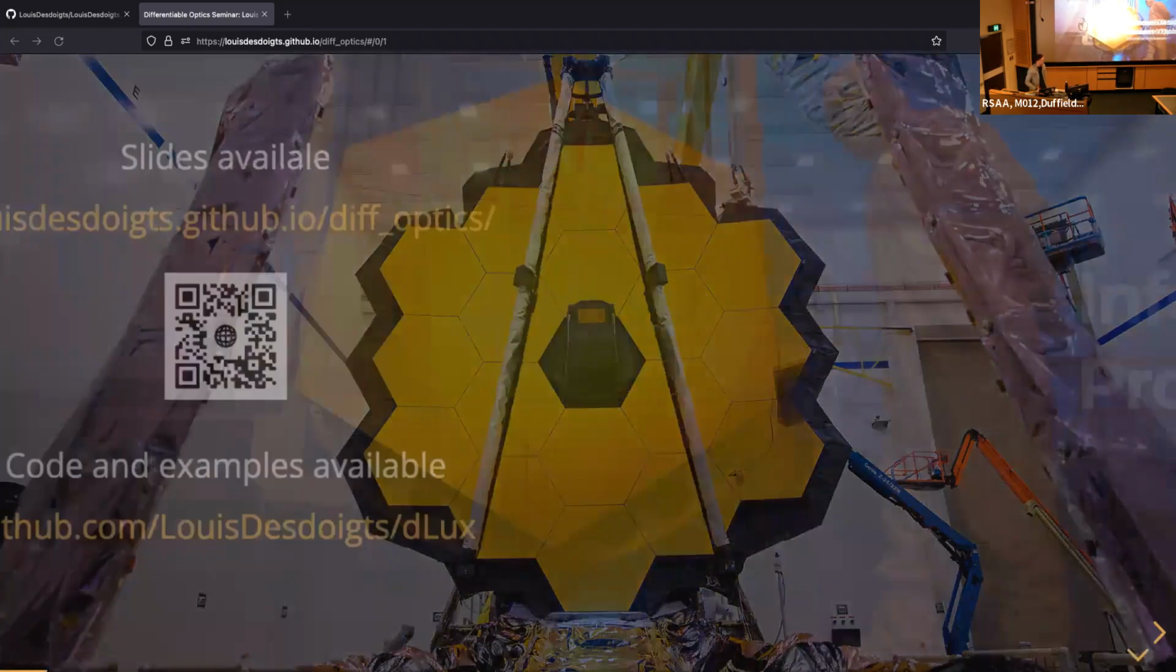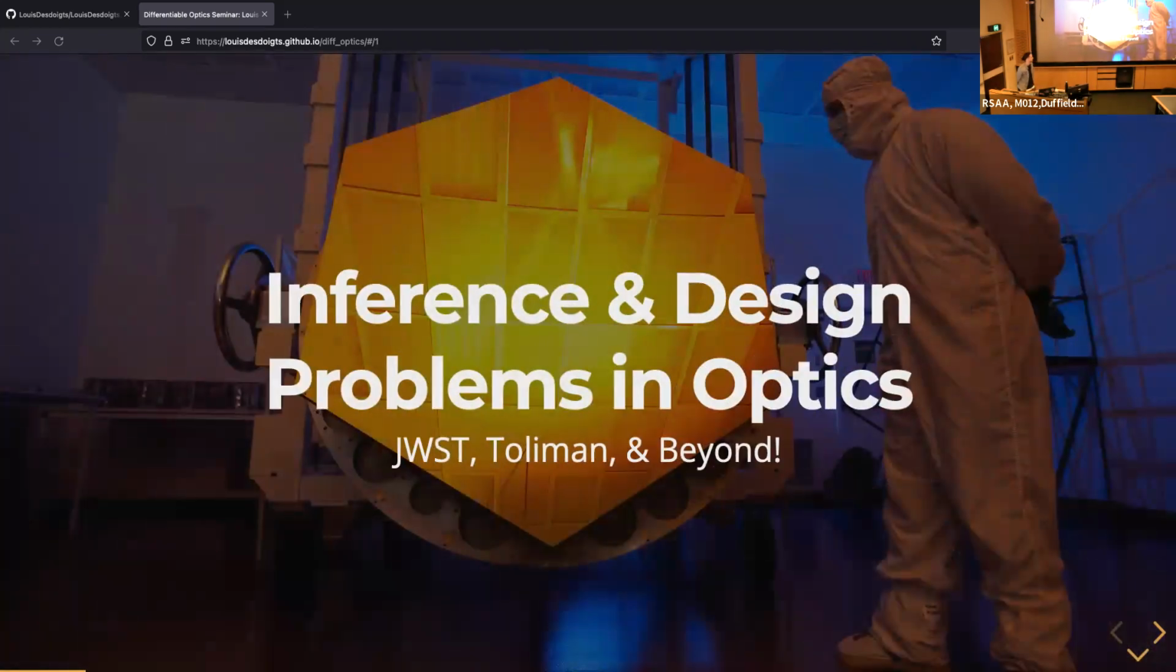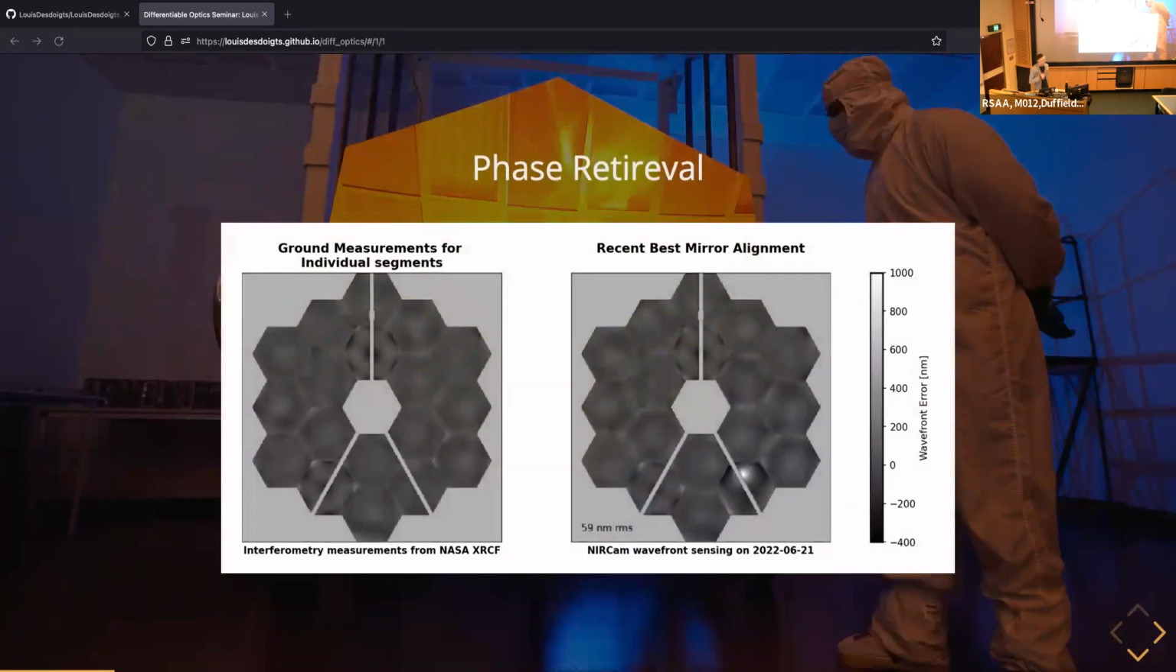All right. So what are the main problems that we're facing today in optics? There's a lot of different design and inference problems. So there's the James Webb, Tolman, which is a mission I'll talk to you a little bit about, and many other things that we can do as well.